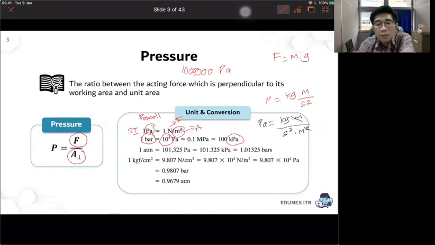Another unit used for pressure is atm. Normally we use it to state the pressure condition of the environment, like in an open space or open area, which we call atmospheric pressure. So 1 atmospheric pressure is almost similar to 1 bar, but a bit more, at 101,325 Pascal.